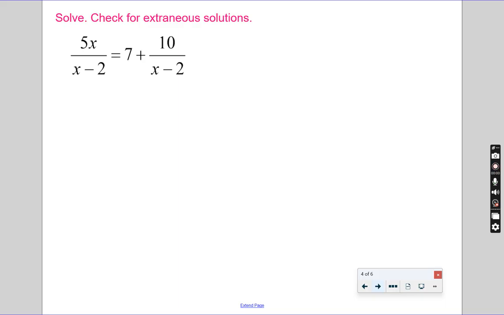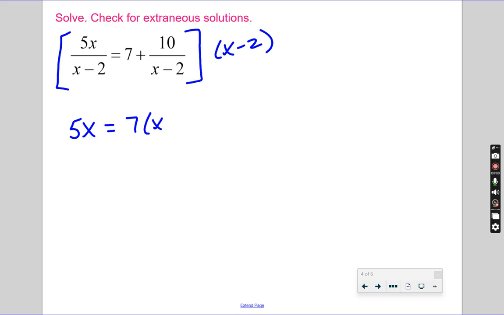All right, here's another one. All right, what do you think I should multiply? Multiply this. Yep. Just x minus 2. All right, so my first term is going to be 5x. 7 times x minus 2. Plus 10. Oh, yeah, we have a linear function.